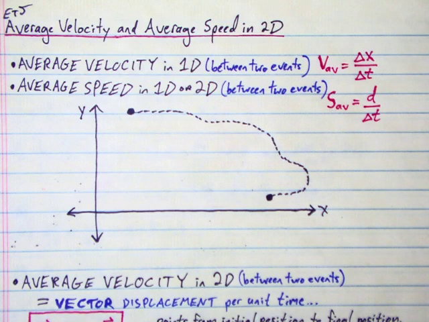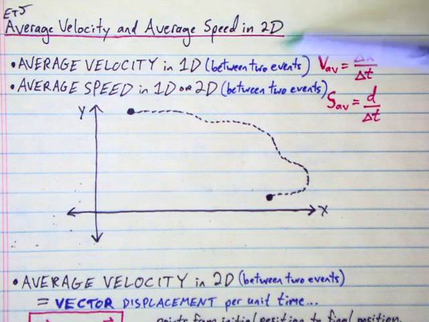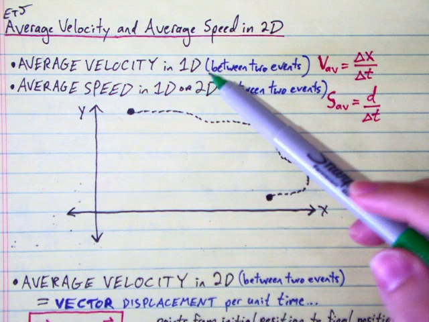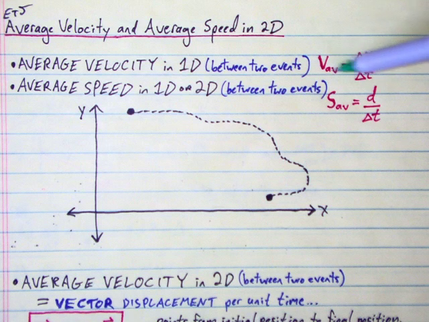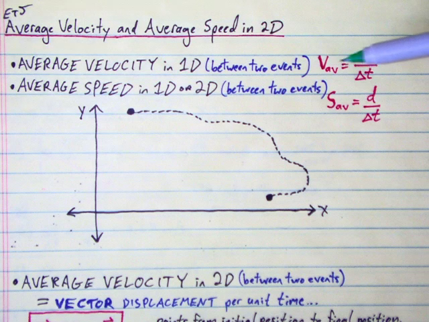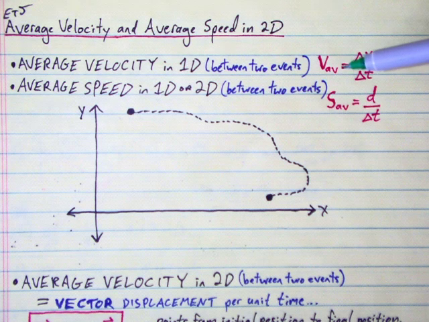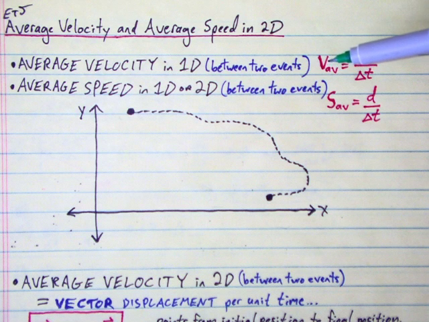Average velocity and average speed, now in two dimensions. Back in 1D, the average velocity we defined as being your displacement over time. Displacement was a scalar, so average velocity was a scalar, as is everything in one dimension. In two dimensions, though, our displacement is now a vector, so our average velocity is going to be a vector too.